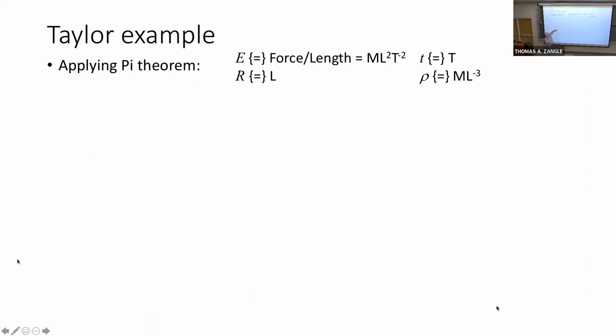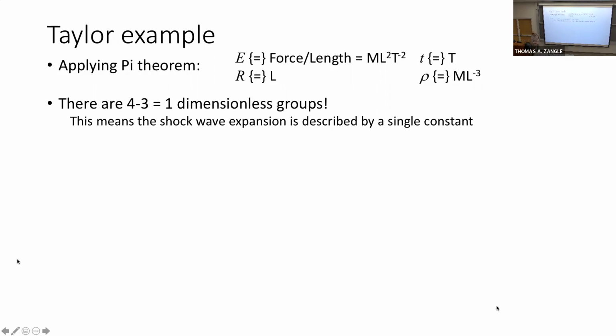And so we can follow in his footsteps and do the same thing. If we apply the pi theorem, we look at the dimensions of all of the variables. We have M, L, and T, so we have three fundamental quantities, three dimensions. We have four variables. So 4 minus 3 is 1. We should have one pi group driving the system. That means shock wave expansion is described by a single constant. All you have to do is figure out that single constant.